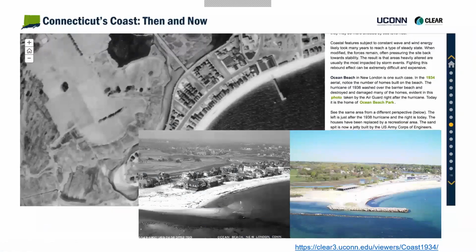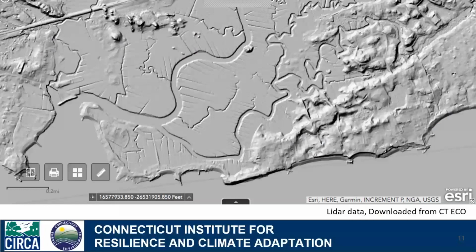And I just wanted to highlight also that this idea of visualization and understanding land use history and the historic development patterns is something that you can also find on the CLEAR website. There's examples of this evolution, for example, in Ocean Beach, where housing existed historically, impacted from the 1938 hurricane, and there was a conversion of the Ocean Beach area to the Ocean Beach Park. So you can start to recognize through this evaluation of historic trends some of the implications on planning today.